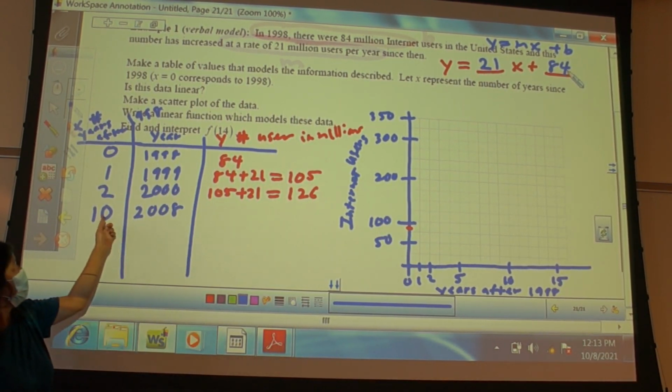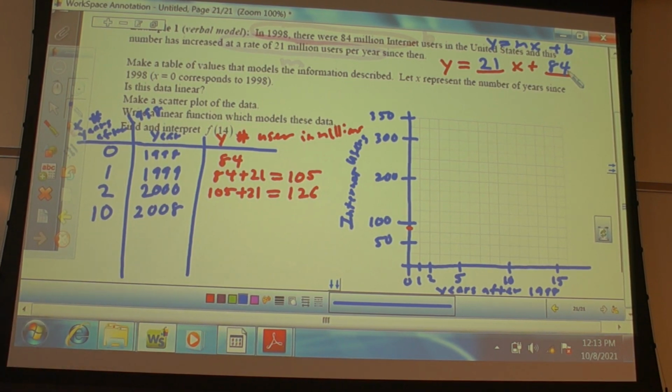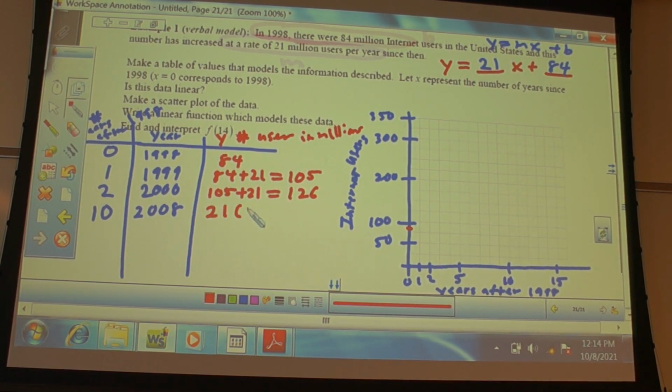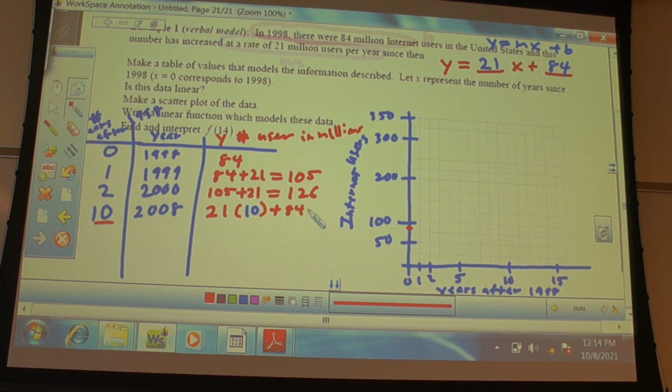All right, so then let's figure out when x is 10. When x is 10, y should equal 21 times x. What's my x? 10. Plus b. What's my b? 84. What do you guys get for that? 294.